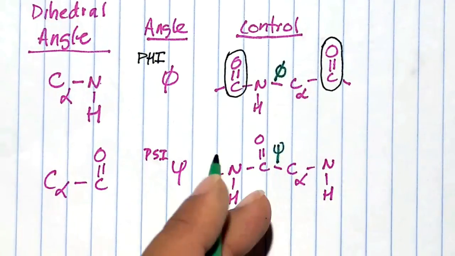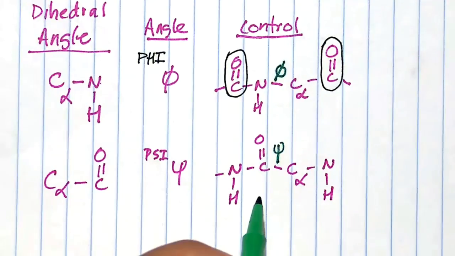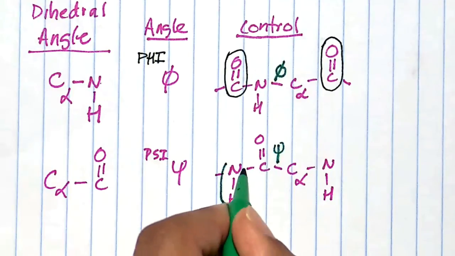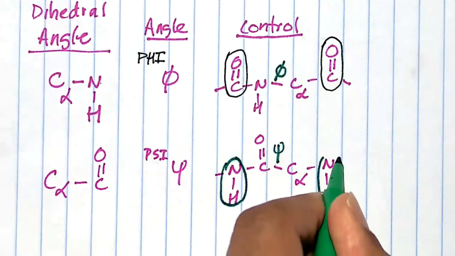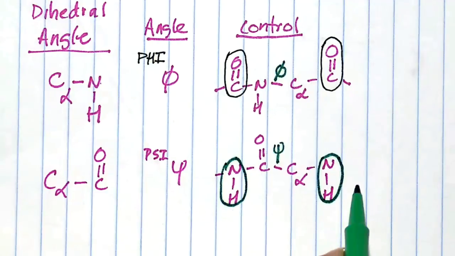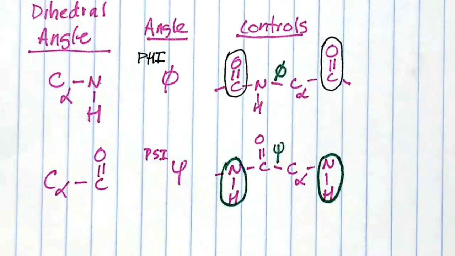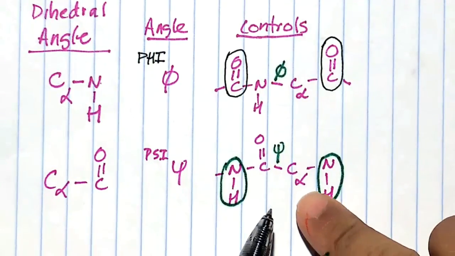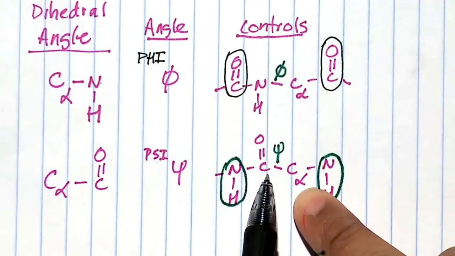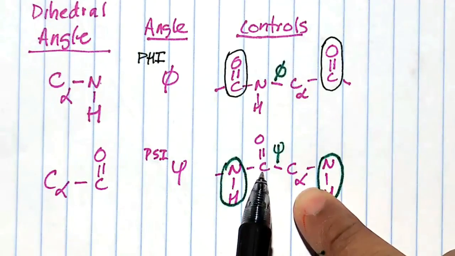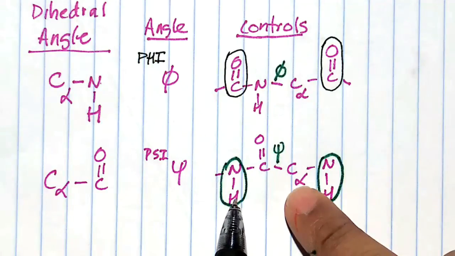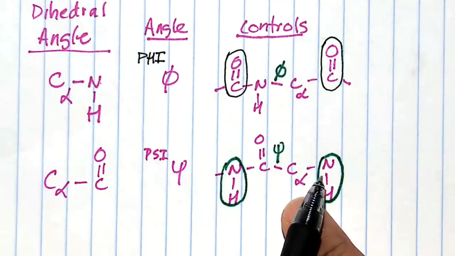controls this bond. So as we said before, it does control the two planes of the peptide bond, but more specifically, it actually controls the angle between this NH of one amino acid with this NH of the adjacent or second amino acid. So if I were to hold the C alpha carbon still and take the C double bond O and rotate it, what happens? This NH stays the same. This NH rotates relative to that one.